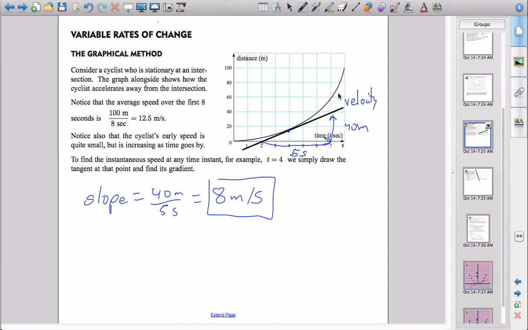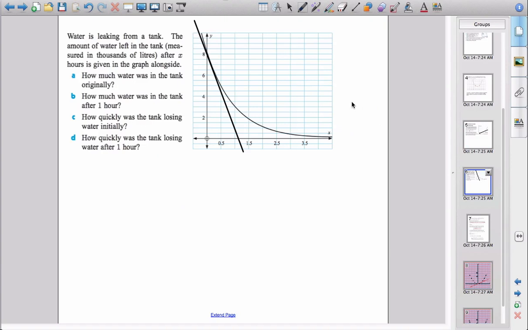Okay, and you can also see that if you draw a tangent line up here at 7 seconds, you see that this cyclist is going faster at 7 seconds. So the slope of the tangent line at any point gives you the instantaneous speed. Okay, if we look at this example, water is leaking from a tank. The amount of water left in the tank is measured in thousands of liters after x hours.